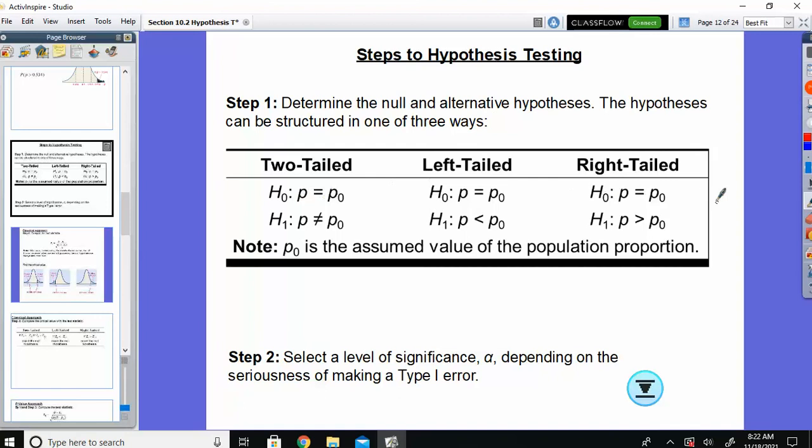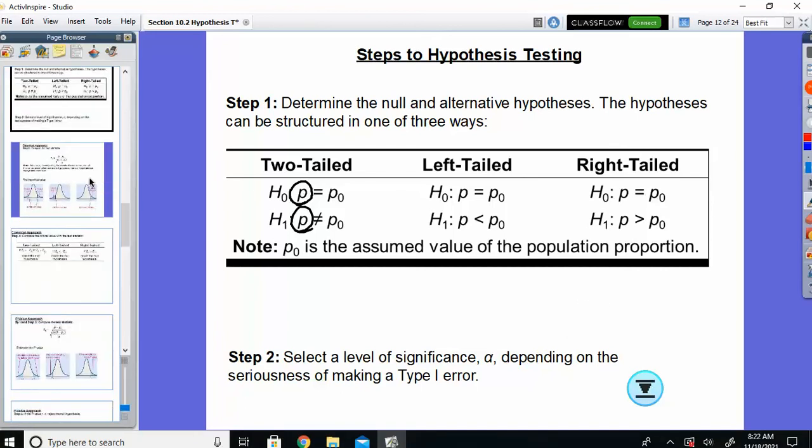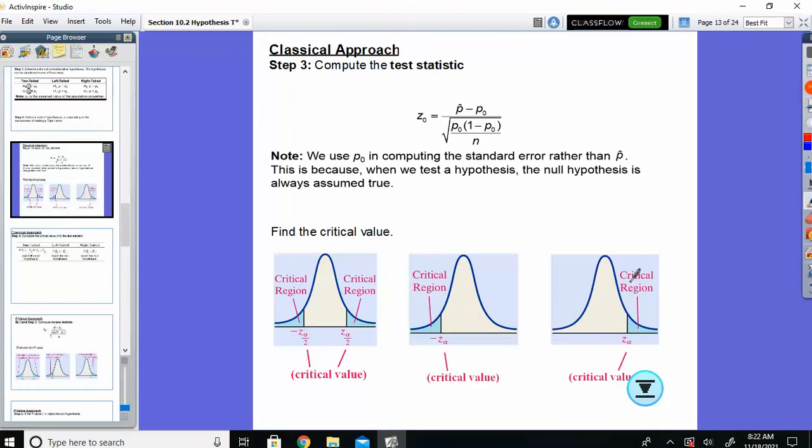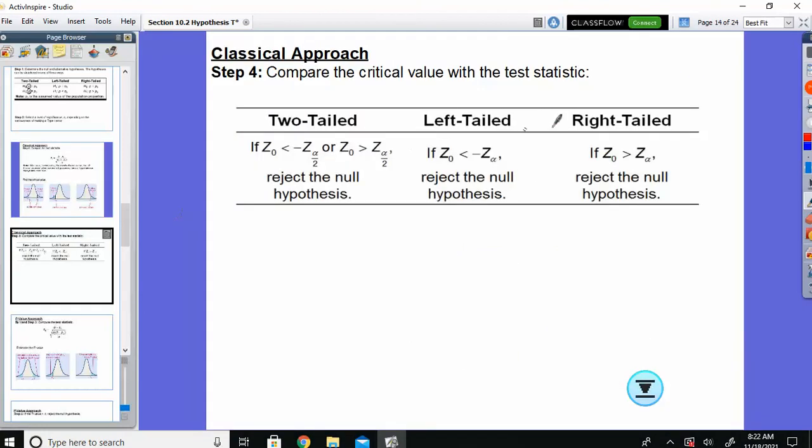So what we will do, we'll have our hypothesis. It'll be one of these 3 types, just like we talked about yesterday. In this section, we're always doing the population proportion, so p is always going to be our parameter. We'll have an alpha level, depending on the seriousness of it being wrong, seriousness of type 1 error. The classical approach is what we just got done doing, where we find our z and we compare it to a critical value, our standard deviations. And then we make our conclusion based off that, like we did on the last one.